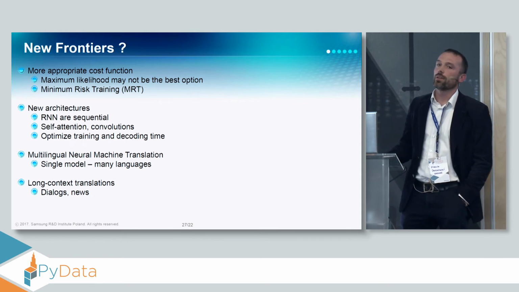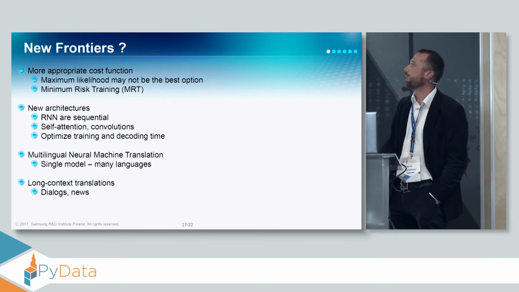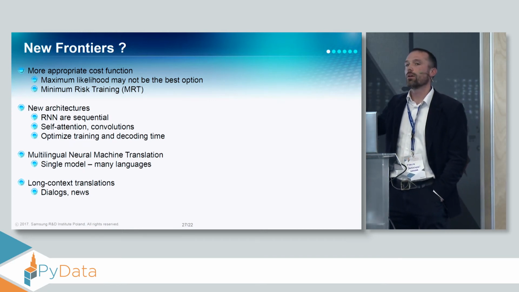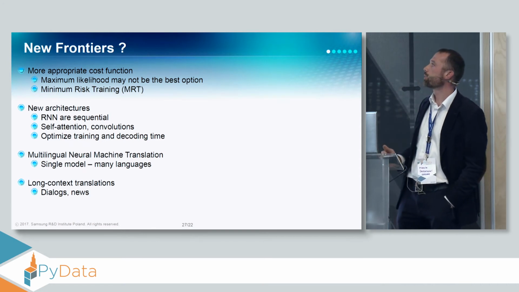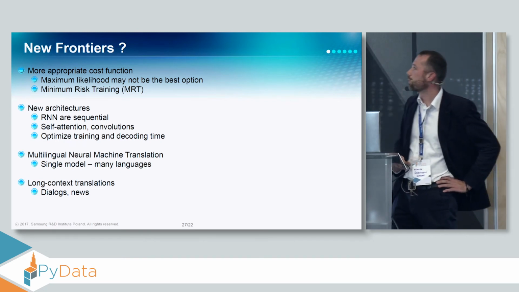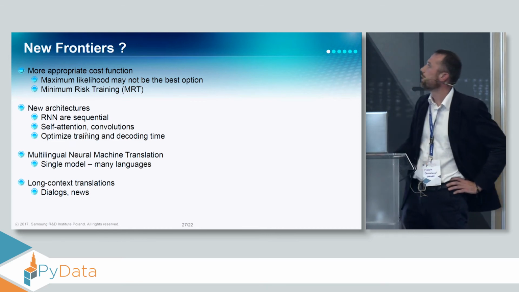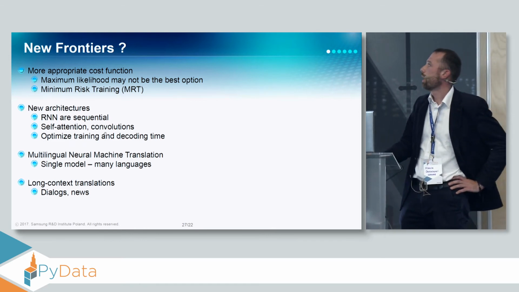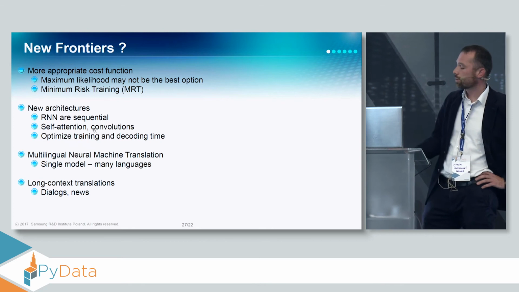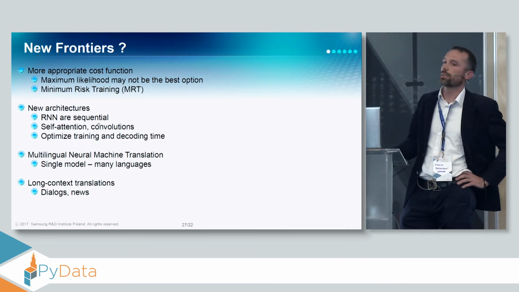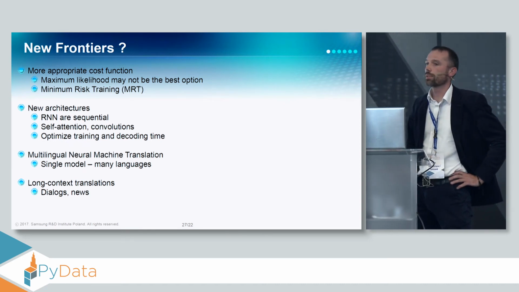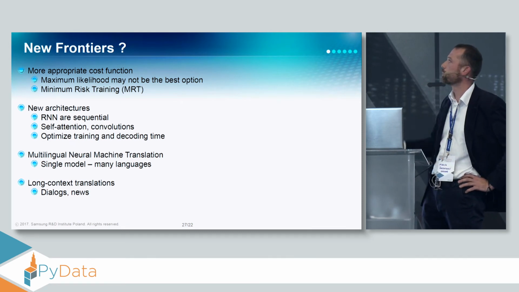I showed you only the recurrent approach, right? But it tends to be slow, right? It has to process the sequence one by one. It's harder to parallelize than, let's say, convolutional networks, right? So there are already approaches called self-attention, convolutional networks for translation. All those are interesting and should be evaluated to see if they can offer the same level of quality as the recurrent networks. Of course, we have to optimize the training and the decoding time. That's quite important when you think of deployment of such a system.